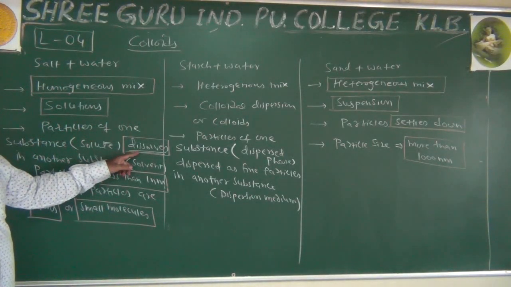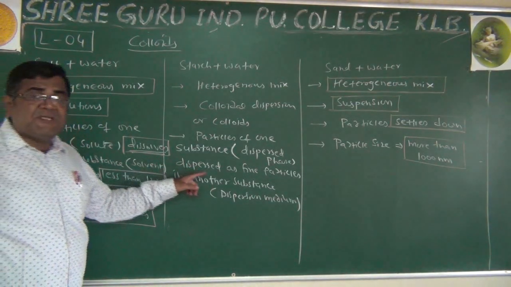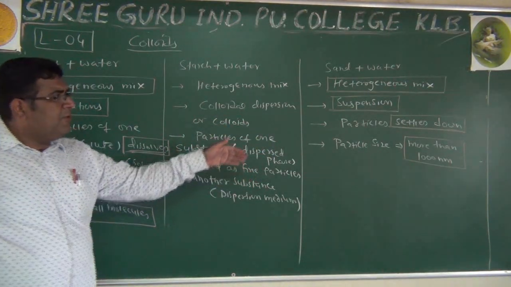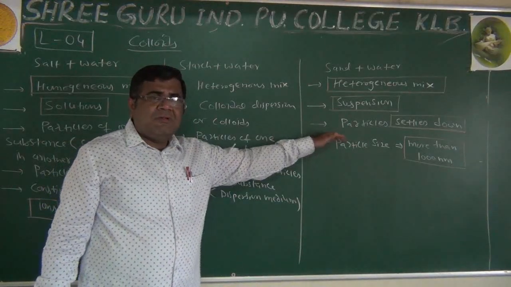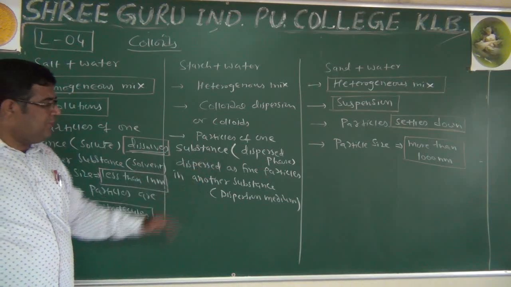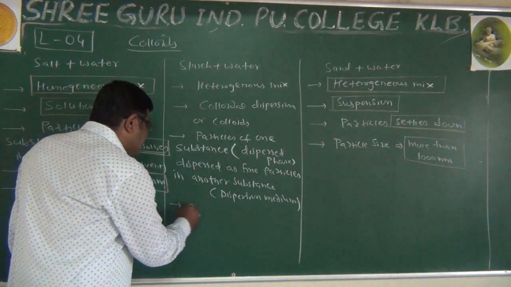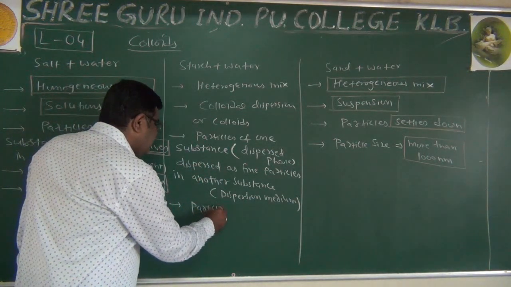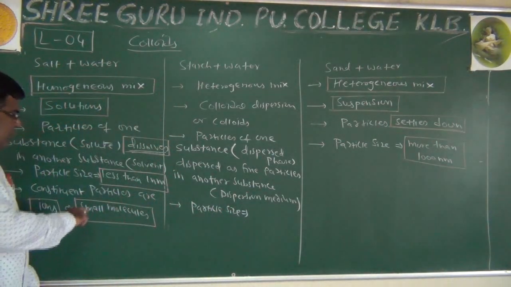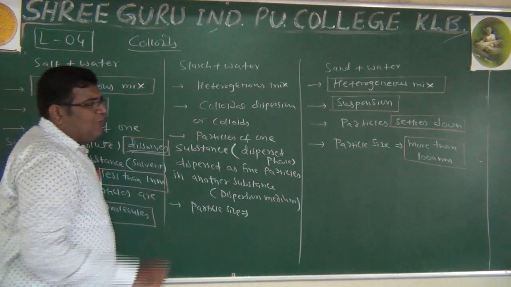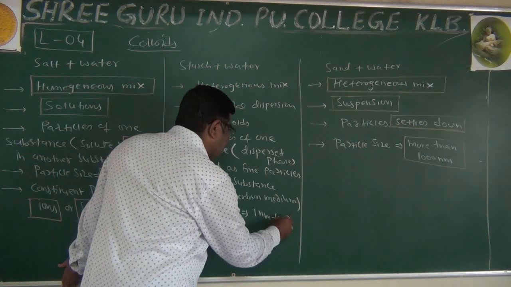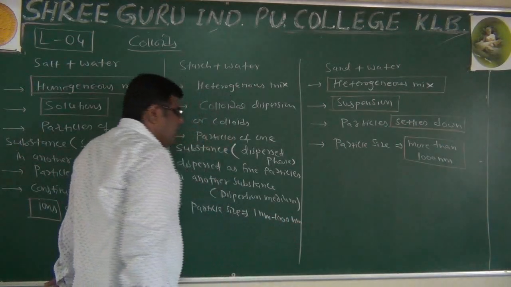So particles disperse. Disperse means distribute here and there. They are not settling down, they are not disappearing. It is intermediate. We can say particle size is exactly in between these two. Less than 1 nanometer, more than 1000 nanometers, so it is 1 nanometer to 1000 nanometer.